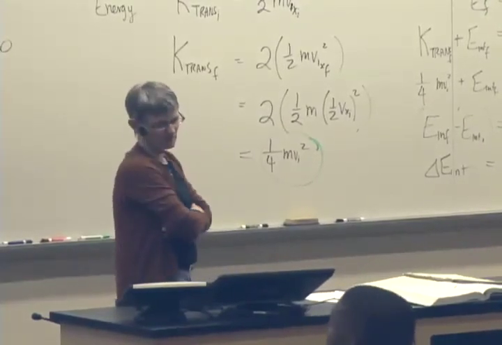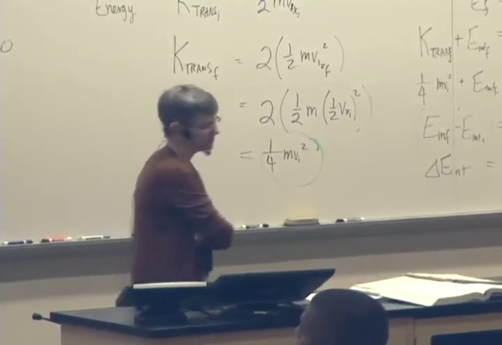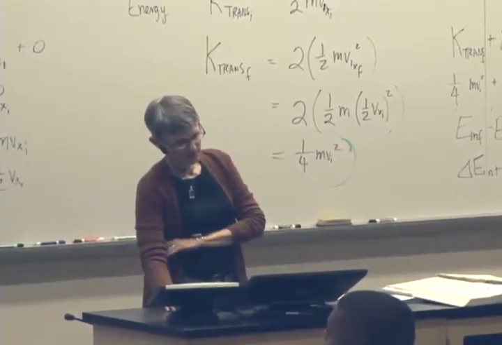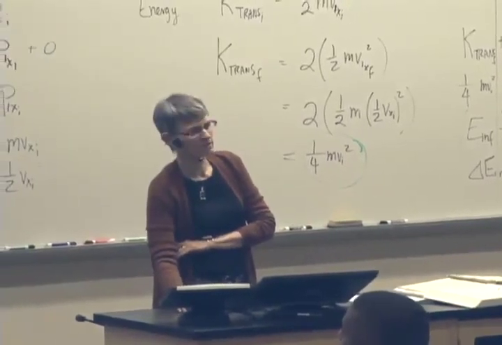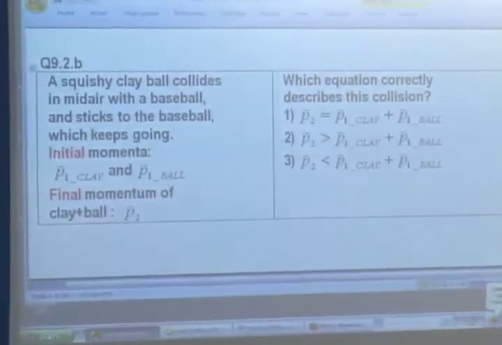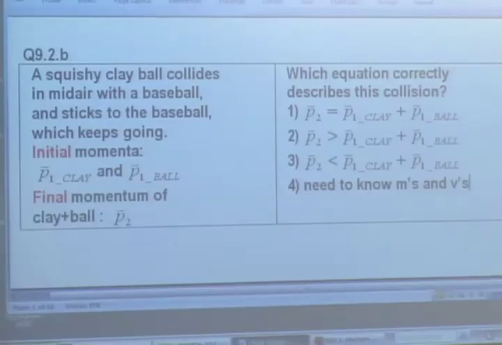Which of these equations correctly describes the relationship between the initial and final momenta of this system? So what's going to happen? Is the final momentum going to be... This actually isn't a trick question. This is a question asking you to apply a physics principle. So it isn't a guess what happens question. It's a what do physics principles say about this situation?